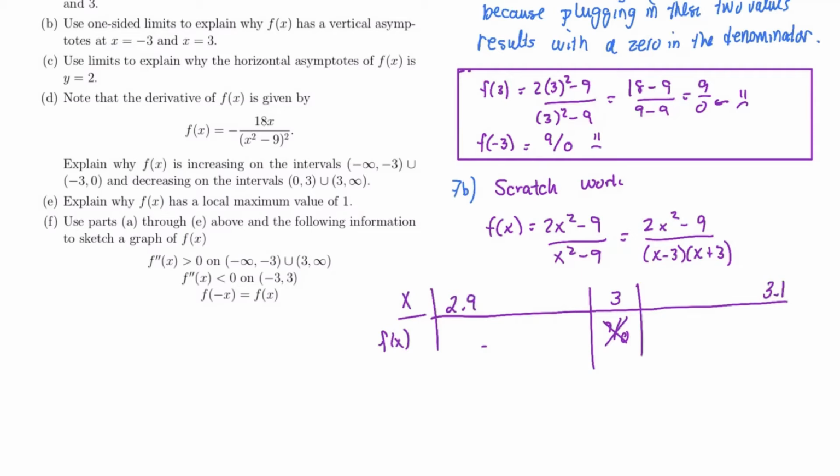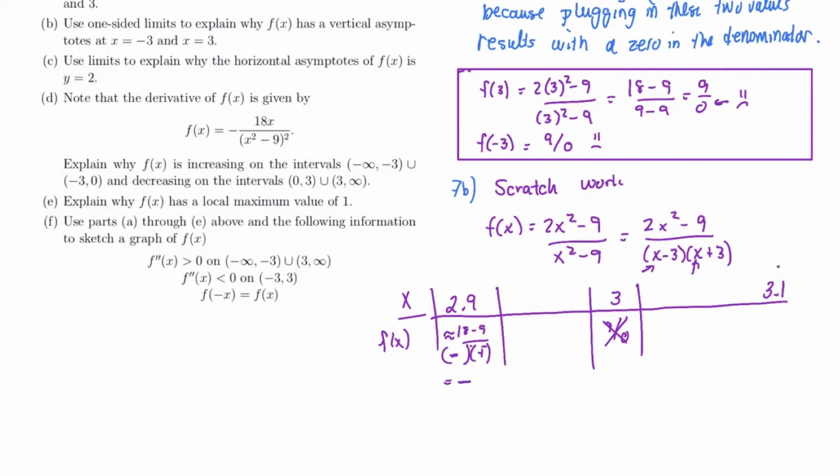And as I do these, I'm going to notice a few things. First of all, when I plug this into f, 2 times 2.9 squared, that's pretty close to 3, so that'll be almost 18. So it's almost 18 minus 9 over. And then I notice that when I plug in 2.9 in here, I get a negative answer. And then when I plug in 2.9 here, I get a positive answer. And so notice that this gives me a negative answer.